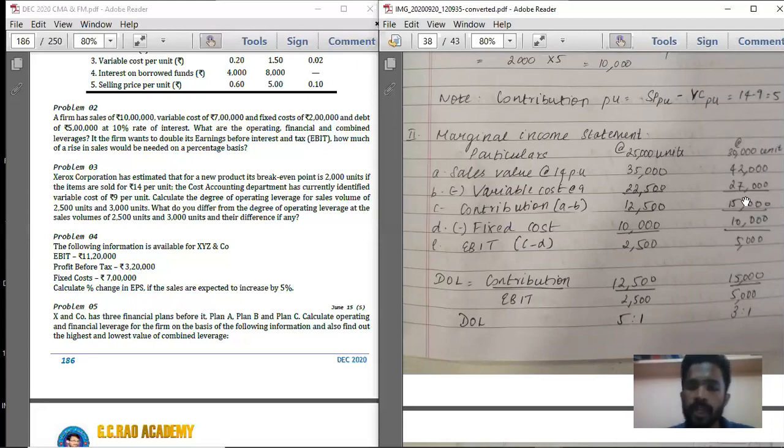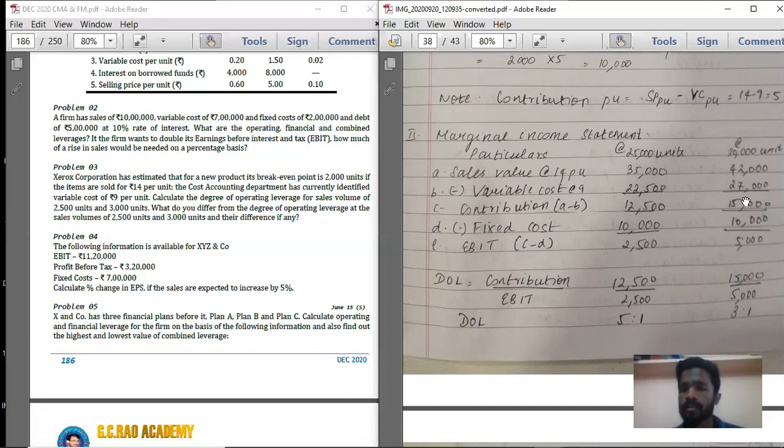Below that, small b, less variable cost at rupees 9 per unit. So what is the number of units? For the second column, that is 2,500 units, 2,500 into 9, variable cost within bracket 22,500. And the last column, 3,000 into 9, within bracket 27,000.